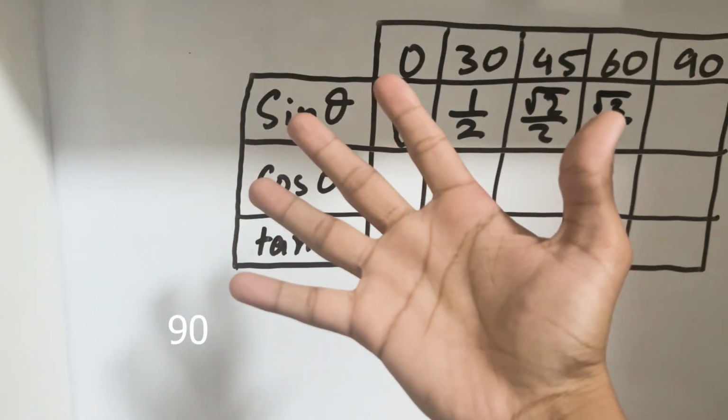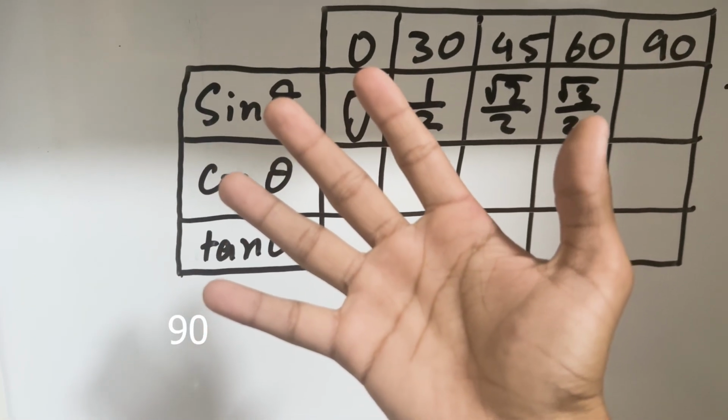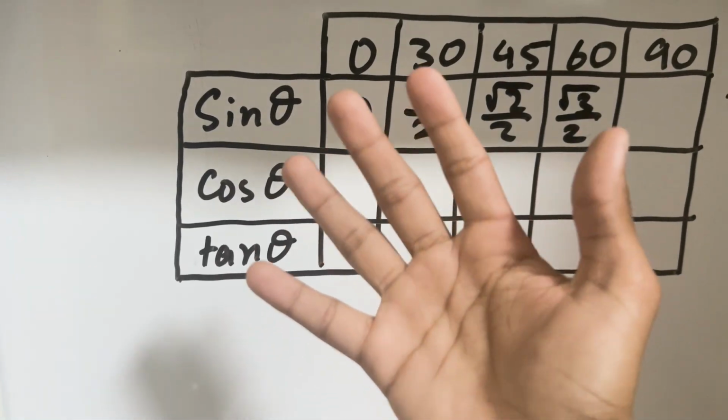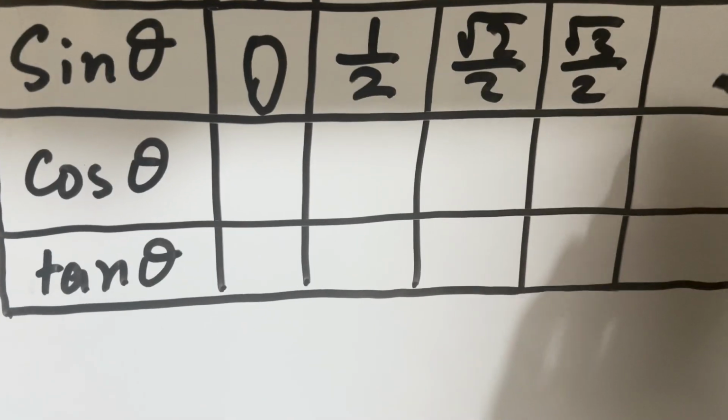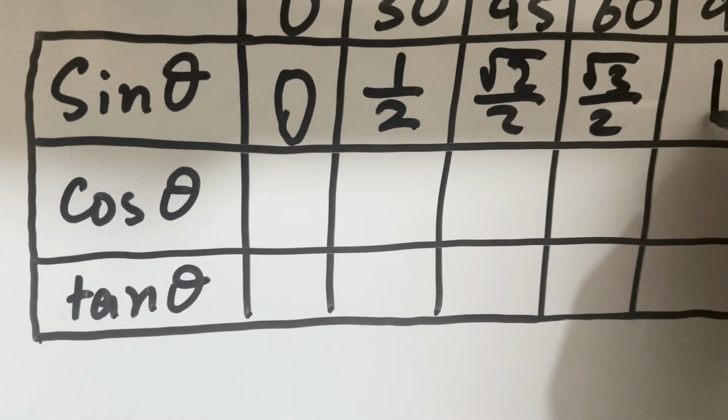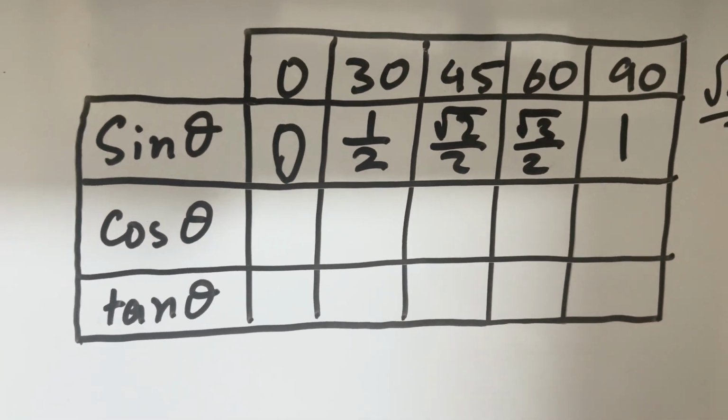And now finally we have 90. How many fingers are below 90? We have 1, 2, 3, 4. So the square root of 4 over 2. What's the square root of 4? That's just 2. So that's 2 over 2. And what's 2 over 2? That's just 1. So now for cos theta.